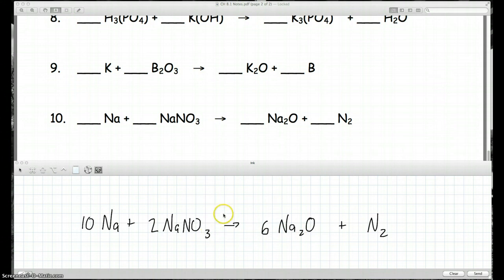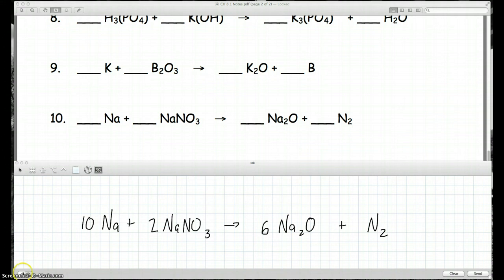When you first start out, the NAs are balanced. The N's aren't, so I put a 2 in front of the NaNO3, because I have 2 N's over there. And once I do that, I got 6 O's, so I had to make 6 O's. And once I did that, okay, 6 times 2 NAs, I got 12 NAs. Well, I can't change this 2 because I've messed everything else up, so I put another 10 NAs there. Remember, it's a back and forth, trial and error kind of thing. It's not always going to be real straightforward, so it's a process. If you get stuck, erase everything, start over, try it again.